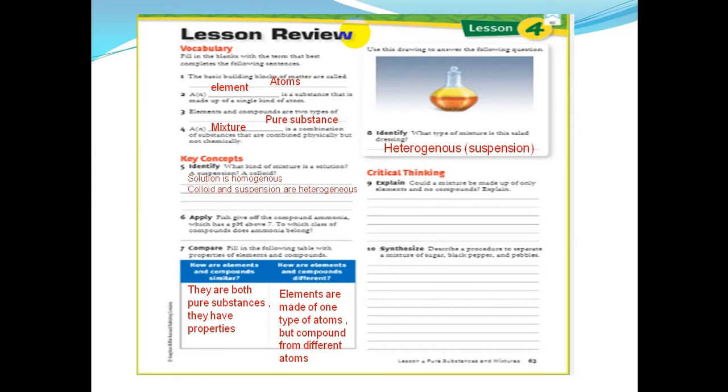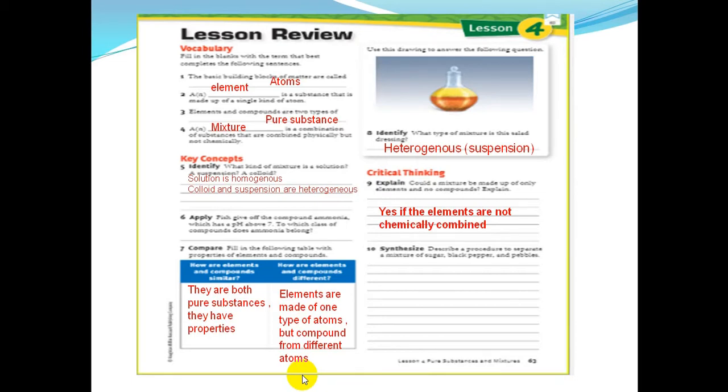Question 9. Could a mixture be made of only elements and no compounds? Like for example, the atmosphere or the air. The air is made of nitrogen, oxygen, and carbon dioxide, and so this is a mixture. So the answer is yes if the elements are not chemically combined. If the elements are not chemically combined, yes, they can make a mixture. Question 10.